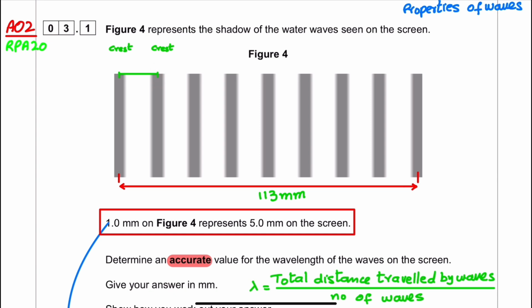With the help of the crests, we can find how many waves there are. 1, 2, 3, 4, 5, 6, 7, and 8. The total distance traveled is 113 millimeter, and the number of waves is 8. So lambda, or the wavelength, is equal to the total distance traveled by waves over the number of waves. So the total distance traveled is 113 millimeter and the number of waves is 8. So we will divide 113 by 8 and we will get the size of one wave.